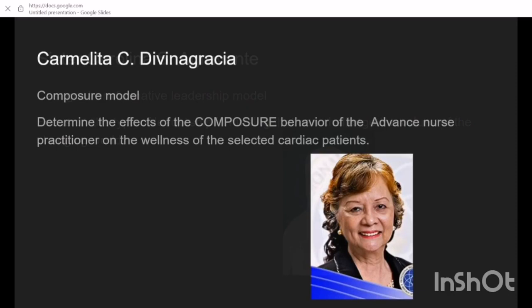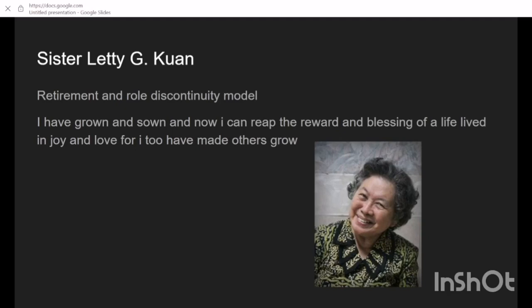Carmelita C. Divinagracia, The Composure Model, determines the effects of the composure behavior of the advanced nurse practitioner on the wellness of the selected cardiac patients. Sister Letty G. Kuan, Retirement and Role Discontinuity Model. She said that I have grown and sown, and now I can reap the reward and blessing of a life lived in joy and love, for I too have made others grow.